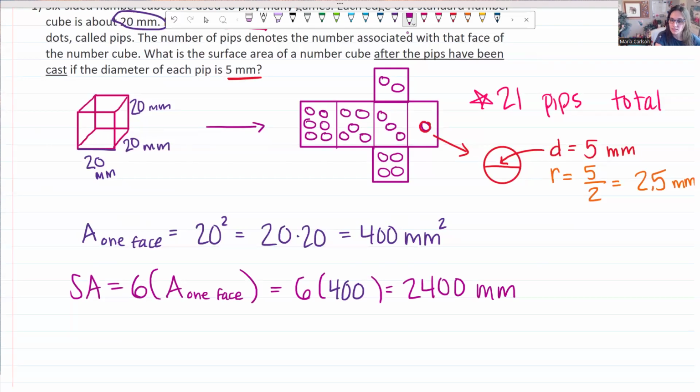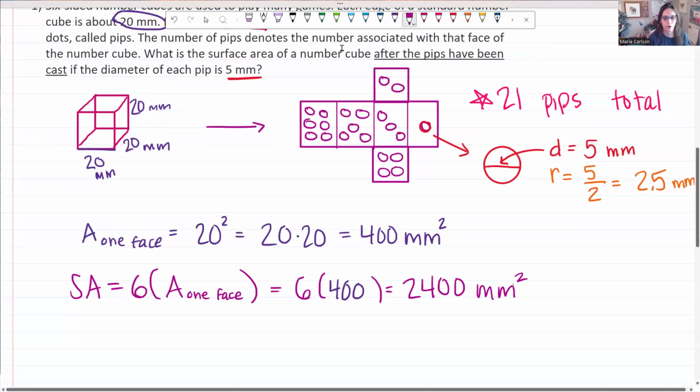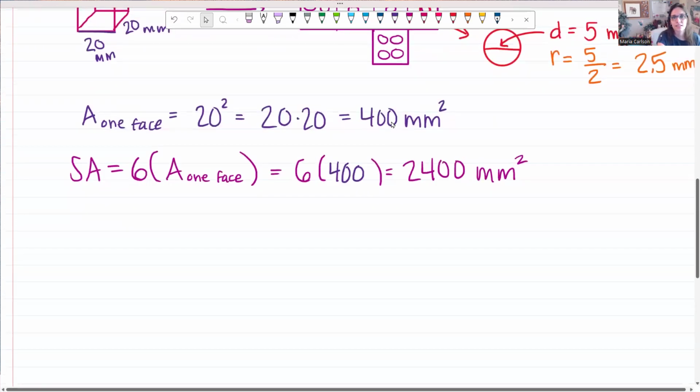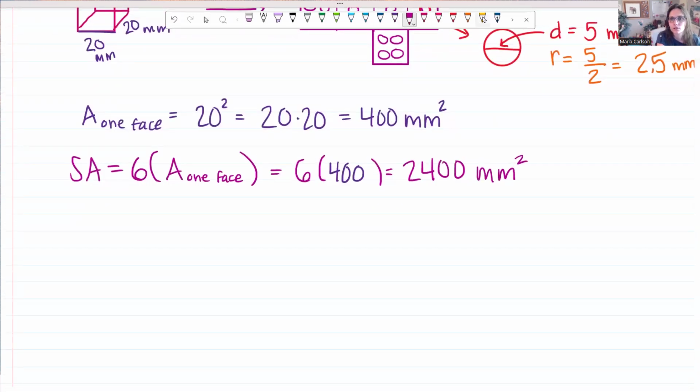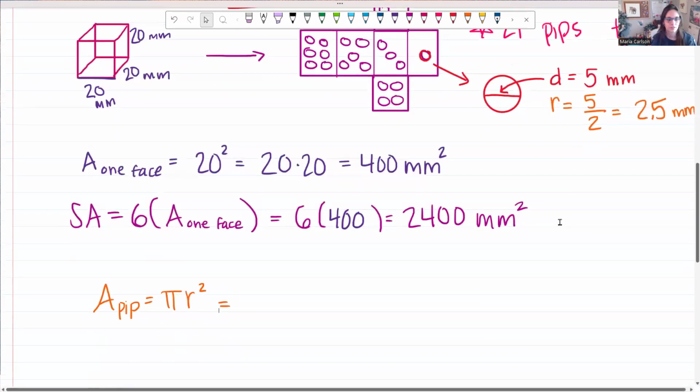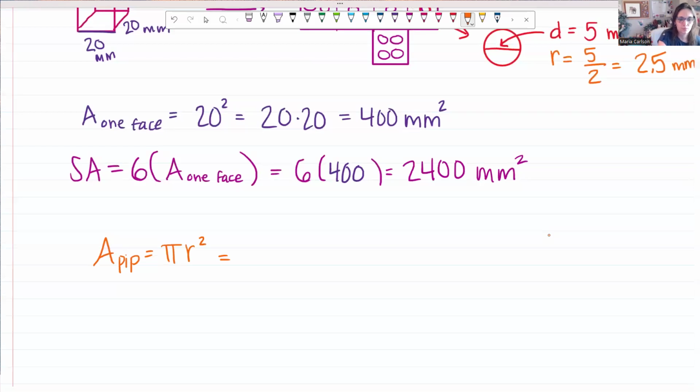So that's the surface area in total without taking the pips away. Now let's find the area of one pip. Do this in orange. The area of a pip, since it's a circle, we're going to use pi r squared, but our radius, like I noted up here, is 2.5. So I'm going to say pi times 2.5 squared.